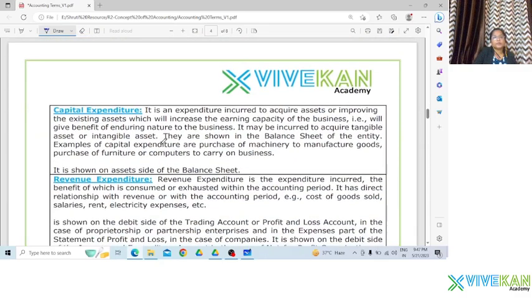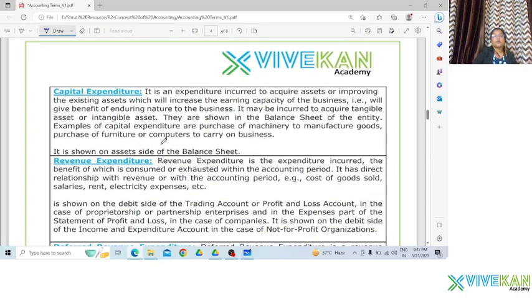Similarly, there is capital expenditure. Now, what do you mean by capital expenditure? Say, suppose you have incurred expenses to purchase plant and machinery. This expenditure to acquire any asset is one thing, and the second very important thing is improving the existing asset, which increases the earning capacity. This word is very critical.